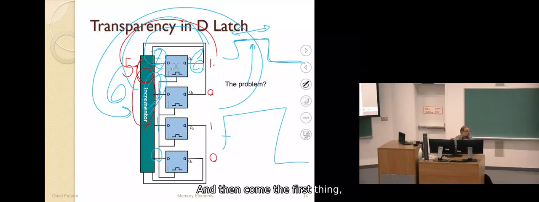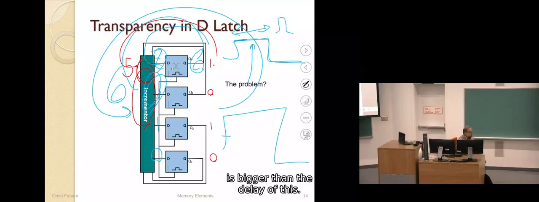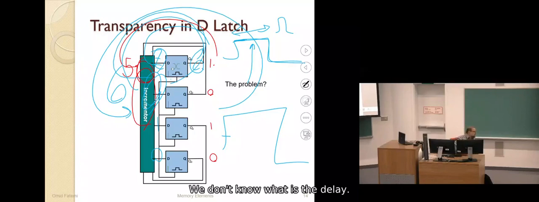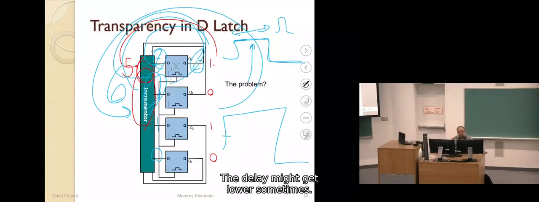So the first suggestion would be what I told Ben. Don't hold it. Make a very small clock, a very narrow clock that is bigger than the delay of this, so you don't change it. But it is not practical. We don't know what the delay is. The delay might get lower sometimes. There are lots of causes that could change the delay of the circuit. So it is not a good idea.